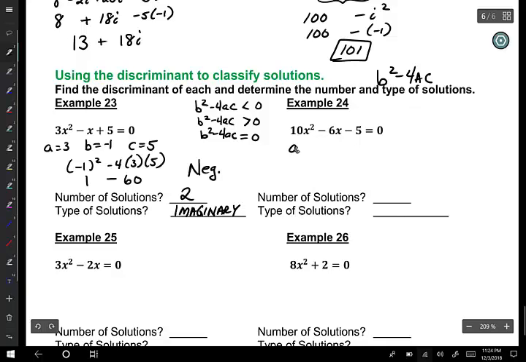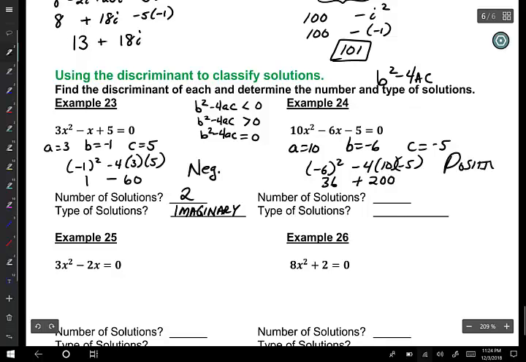Over here, we have a equals 10, b equals -6, c equals -5. So -6 squared minus 4 times 10 times -5. Well, that's 36 plus 4 times 10 is 40 times 5 is 200. And because we have two negatives, that's going to be a positive. Because it's a positive number, we're going to still get two solutions, but these are going to be real solutions.